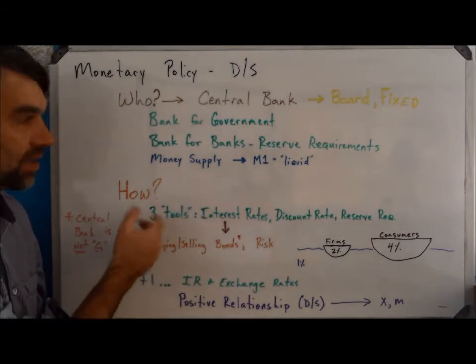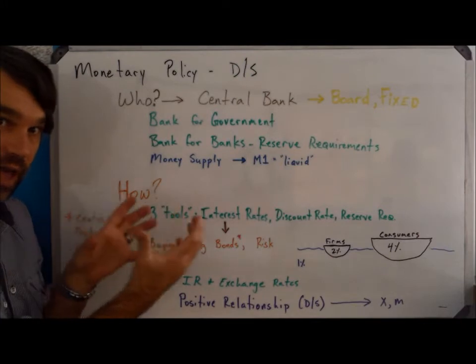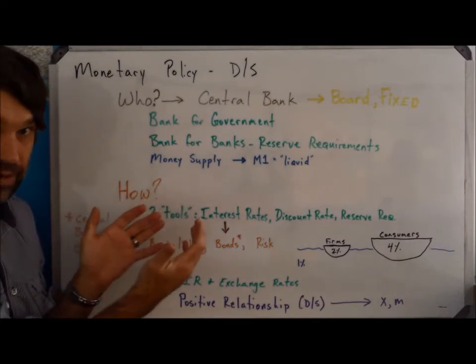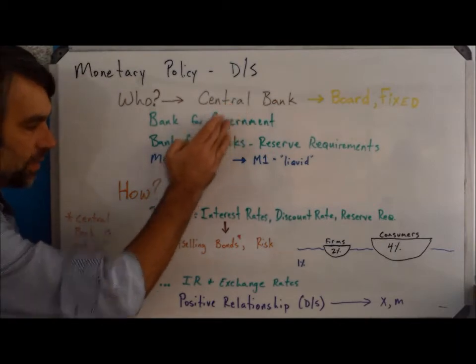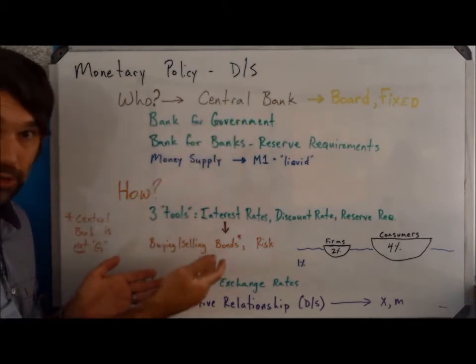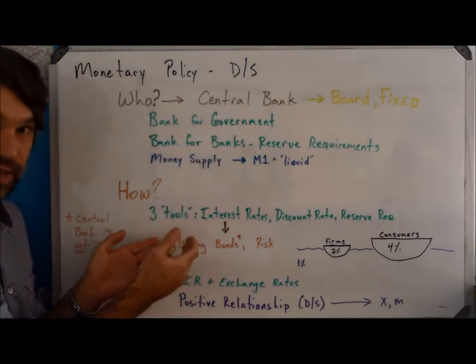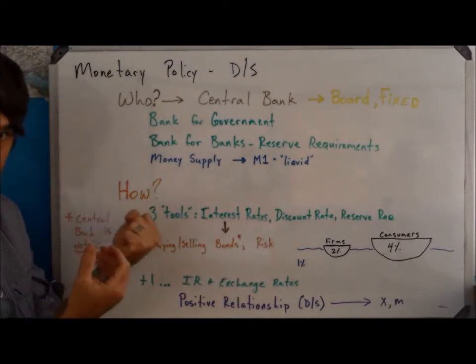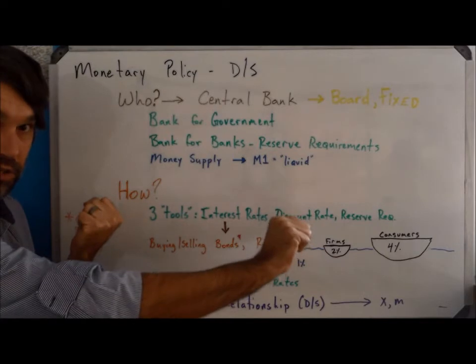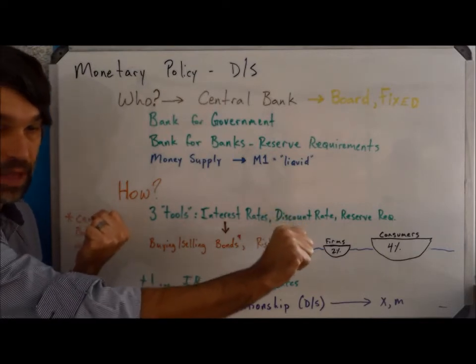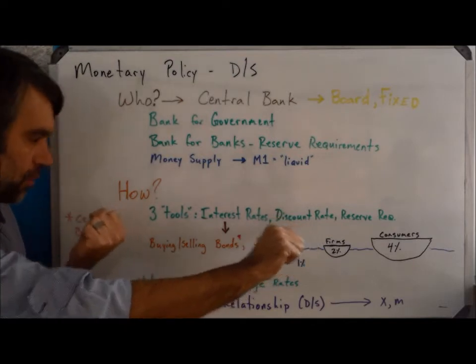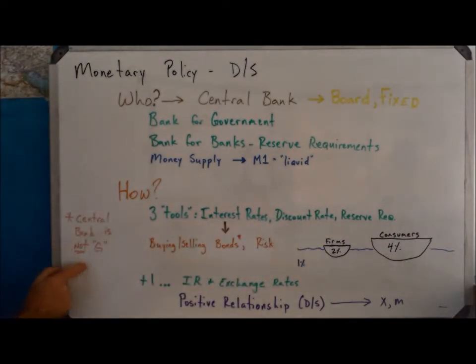Remember we said that commercial banks tend to hold a lot of the bonds because they're a very safe investment. So when the central bank buys bonds from a commercial bank, there's an exchange: the central bank gets the bond, and in return the central bank gives the commercial bank a certain amount of money.